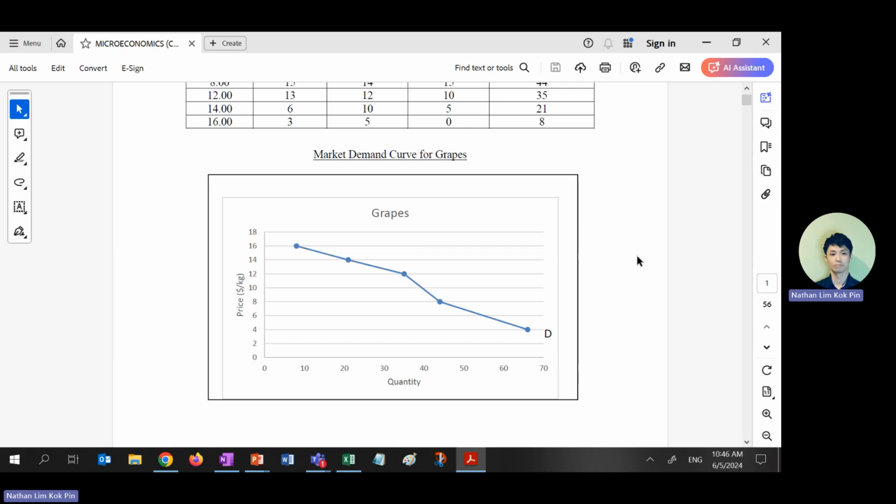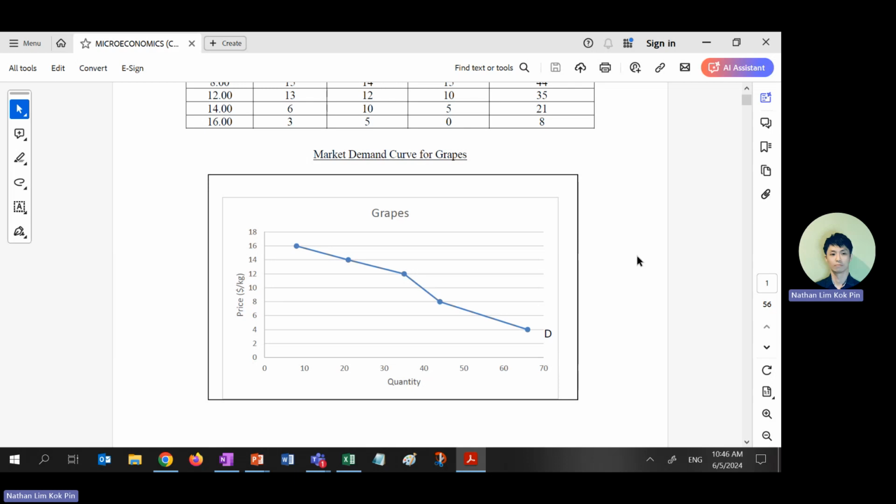Following your market demand curve for grapes, I told you that first of all, you need to see what's the product name, right? Don't come up with your own product. If the question never provides one, then only you come up with your own product. First thing. Second thing, I want to see price. Third thing, I want to see quantity, right? Before you draw anything: product, price, quantity.